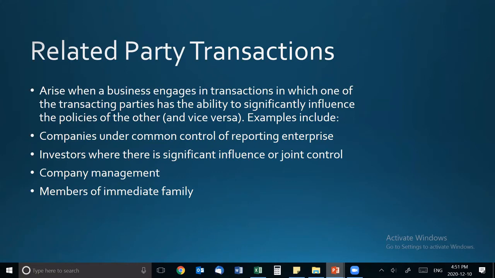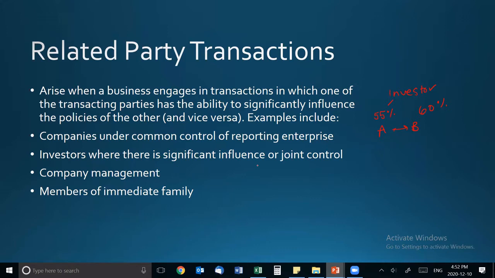Or investors with significant influence or joint control. So for example, we can have company A, company B, and then we have this investor. This investor owns, let's say, 55% of company A and 60% of company B. So this investor controls both company A and company B, so they can make decisions for both companies. So these 2 companies would be related.